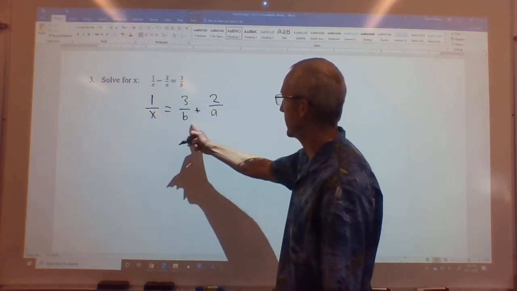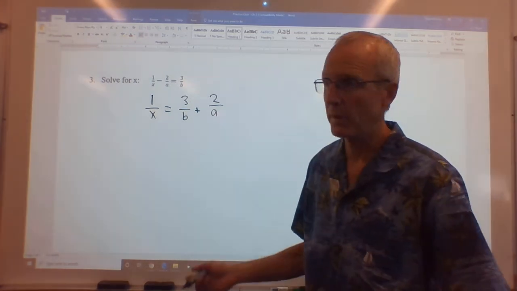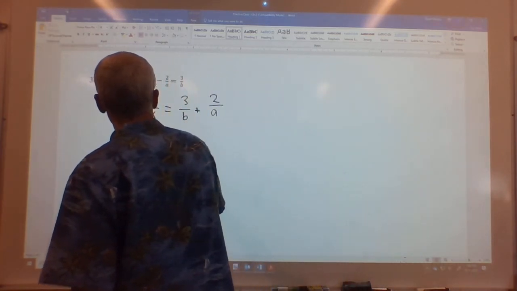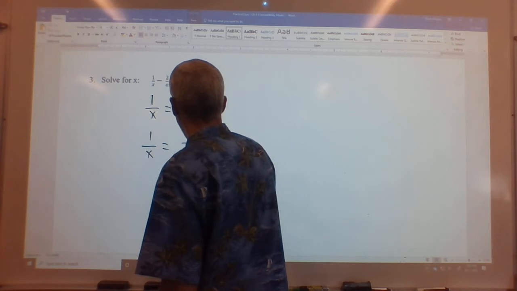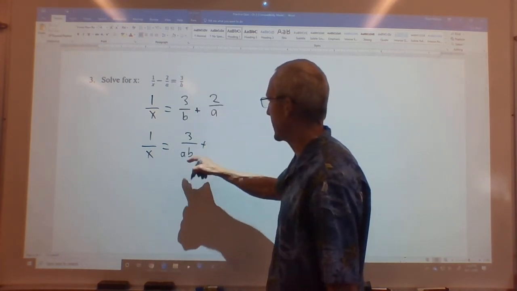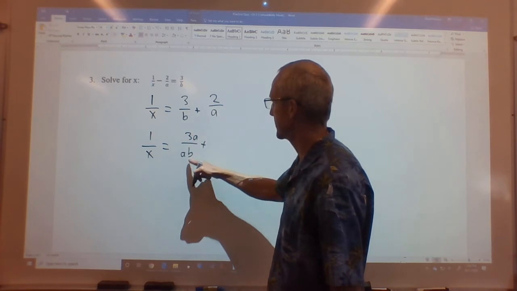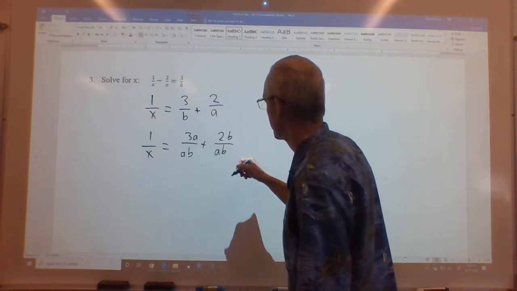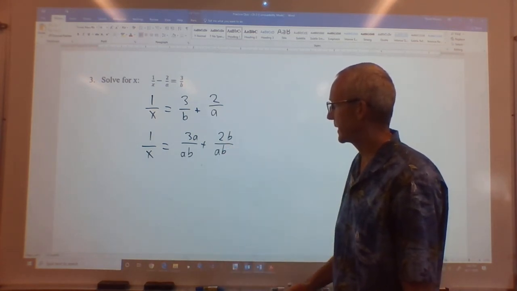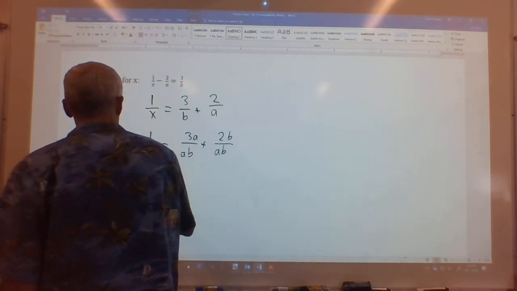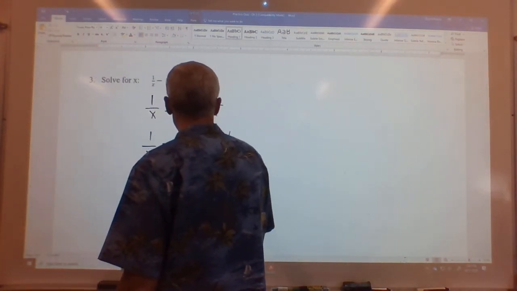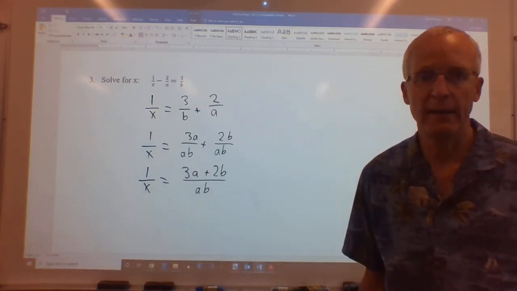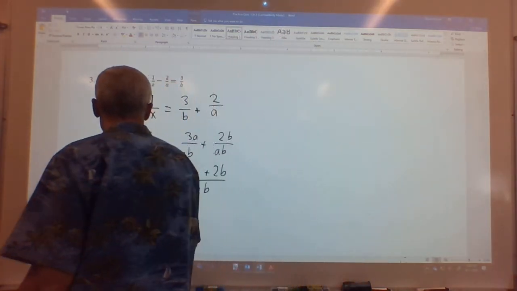Now get a common denominator over here. The common denominator is ab. Just multiply them together, which means to multiply top by a for this one, and by b for that one. So 1 over x equals 3a over ab plus 2b over ab. So the a's cancel and the b's cancel, yep, that's right. Now we can add the tops together. And the last step is we flip it upside down and we know what x is.